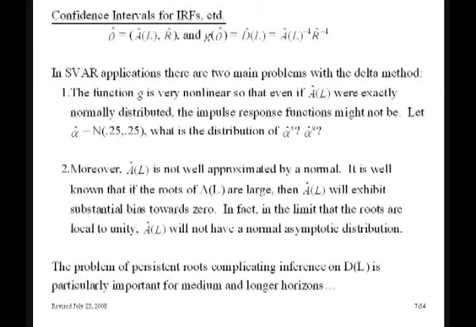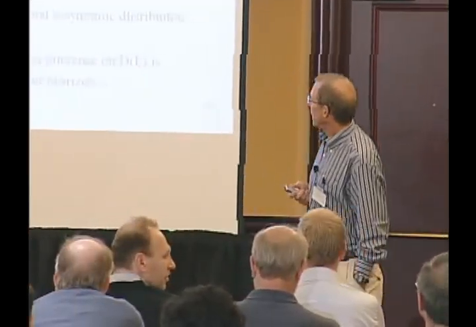What this hinges on is having a large number of observations relative to the parameters, having G being approximately linear in the range of the variation of the data, which an inverse is not, and it also requires the original autoregressive coefficients to be well approximated by a normal, which they are in some circumstances, but not in other circumstances. In particular, when the roots of A of L are large, then we know that A hat, the VAR coefficients, are going to exhibit substantial bias. In fact, it even goes to non-normal distributions as the roots get close to 1.